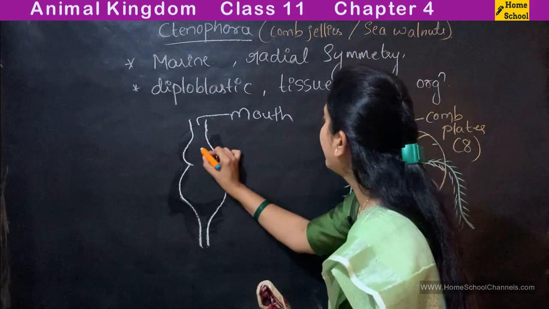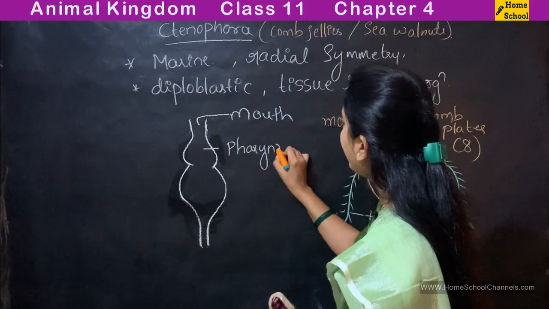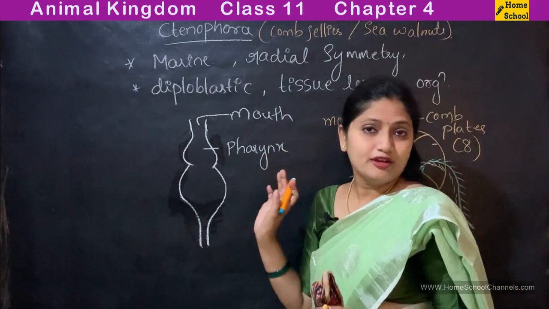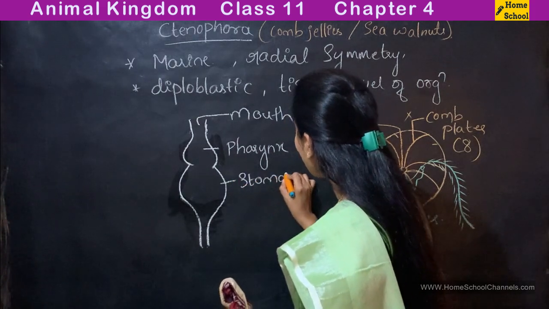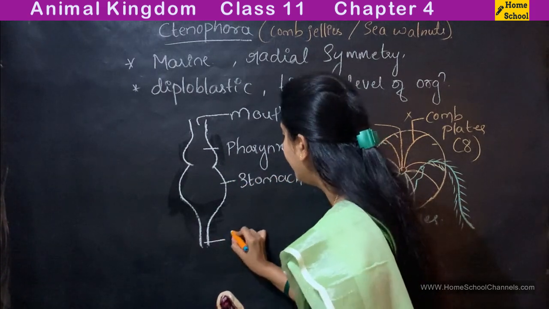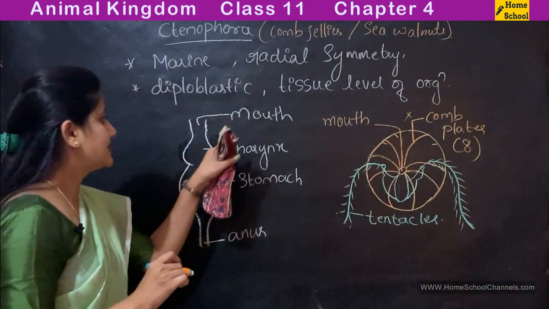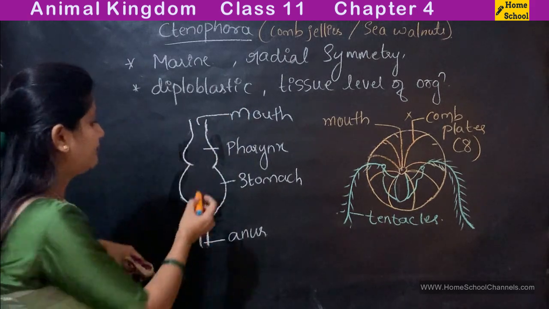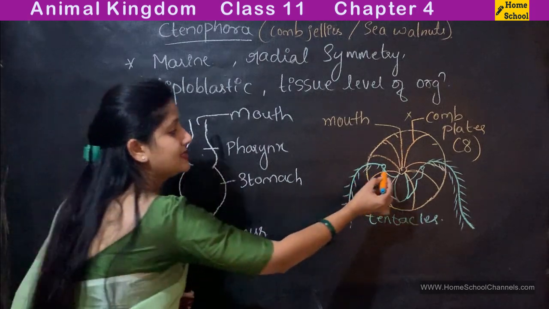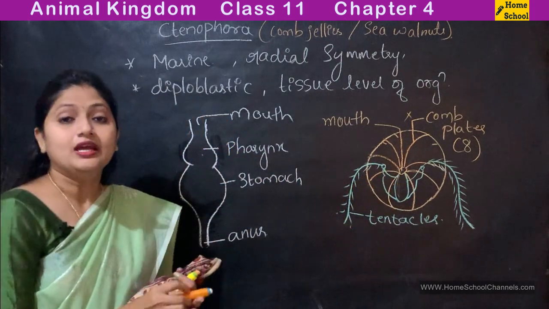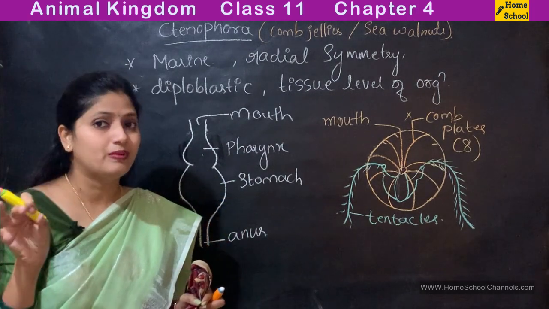Next to the mouth we have the pharynx, right? We have the pharynx, and then we have the stomach. After the stomach, we have the anus. Alright. So firstly it is the mouth, and then the pharynx, and then the stomach and the anus. So this is this particular layer. Fine. Now, we also have those comb plates, isn't it?